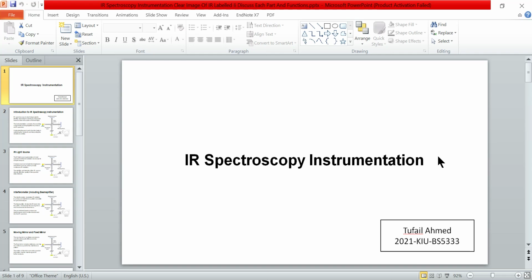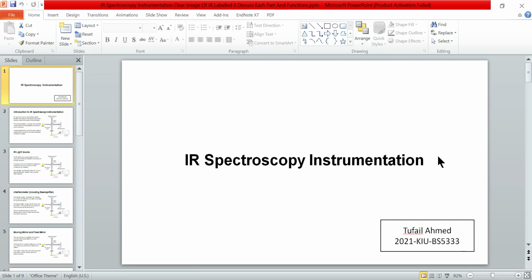My name is Tufail Ahmed, here to discuss infrared spectroscopy instrumentation. Before going towards my topic, I want to clarify spectroscopy. What is spectroscopy? Spectroscopy is the study of how matter interacts with electromagnetic radiation. It is a fundamental tool to determine the structure and to study the properties of chemicals or compounds. This is called spectroscopy.